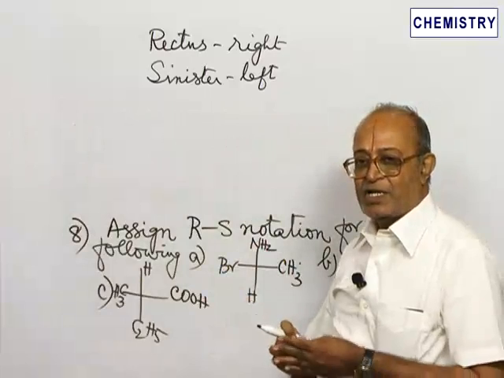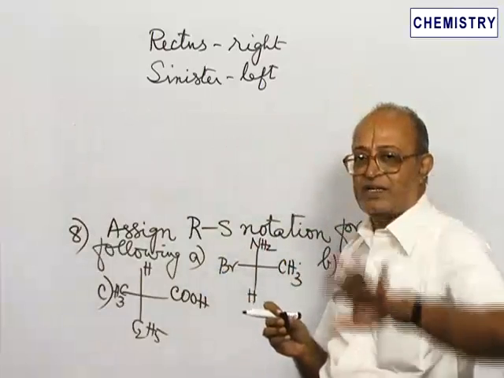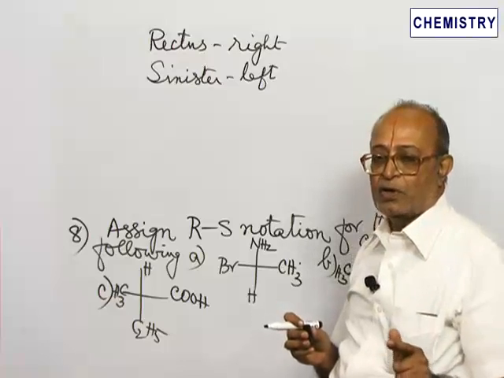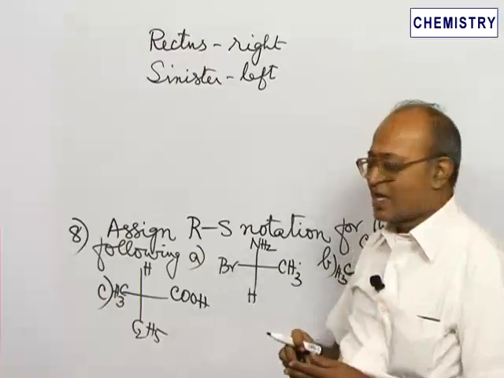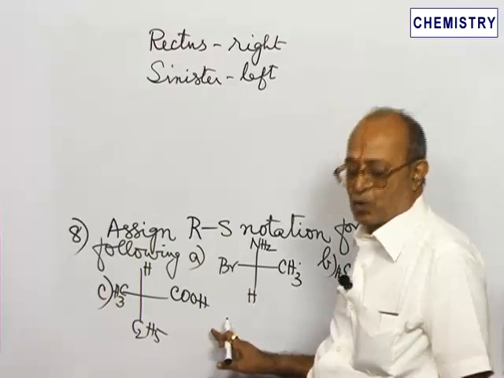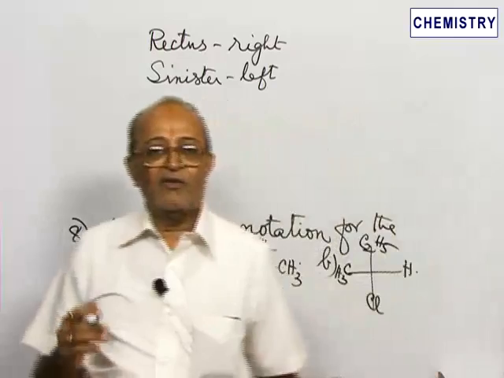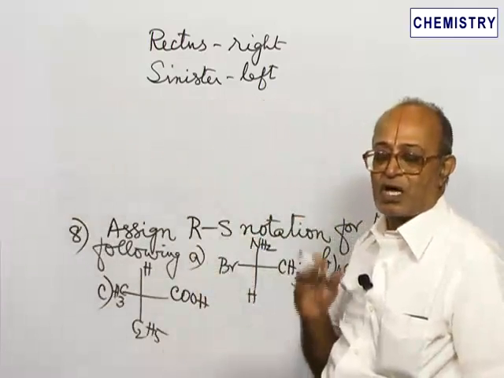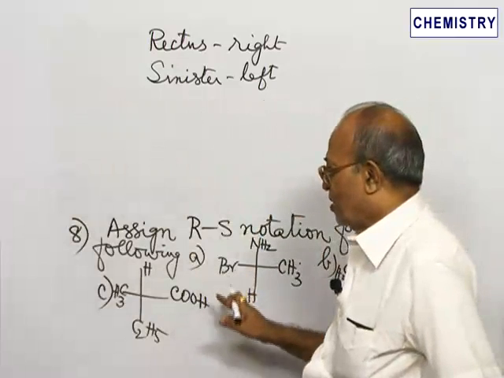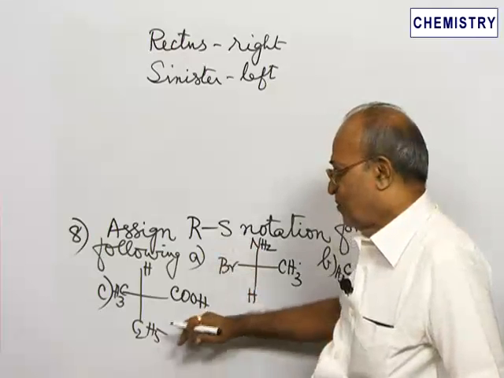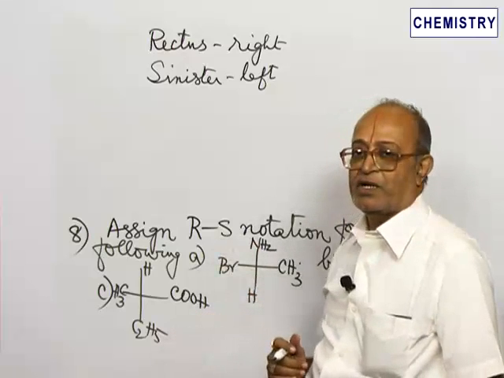Since I have mentioned the names of the three scientists, Cahn, Prelog and Ingold, the same rules are followed here also. The priority rules which we have seen for EZ notation, these sequence rules or priority rules are followed in assigning RS notation for optical isomers.